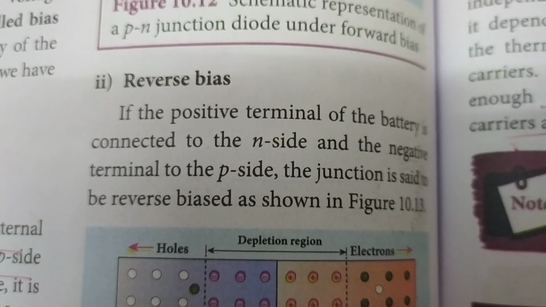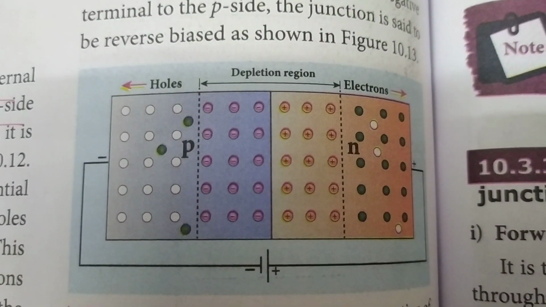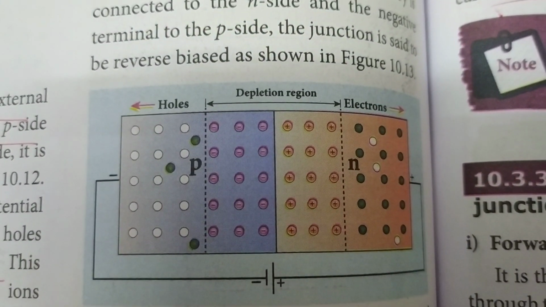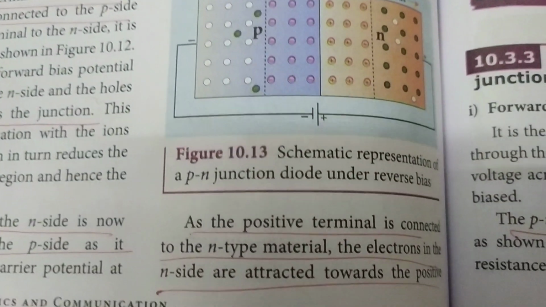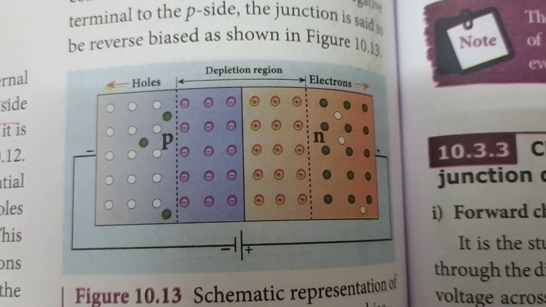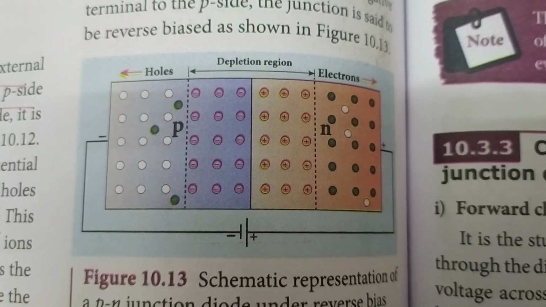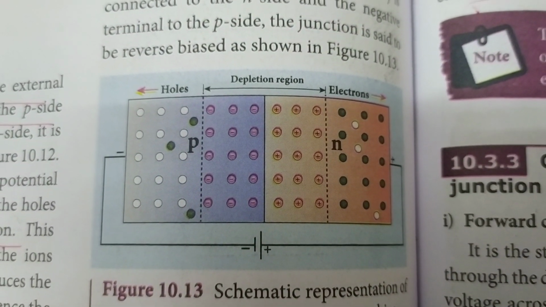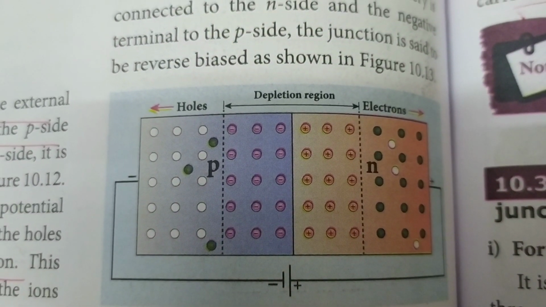And what about reverse bias? Reverse bias means, when you see this diagram, the p-type is connected with the negative and the n-type is connected with the positive side of the terminal of the battery. Such a bias is called a reverse bias. When the positive terminal is connected to the n-type material, the electrons, which are negatively charged, are attracted towards the positive terminal of the battery, and the holes are attracted towards the negative terminal of the battery. So here the depletion layer width is increased.